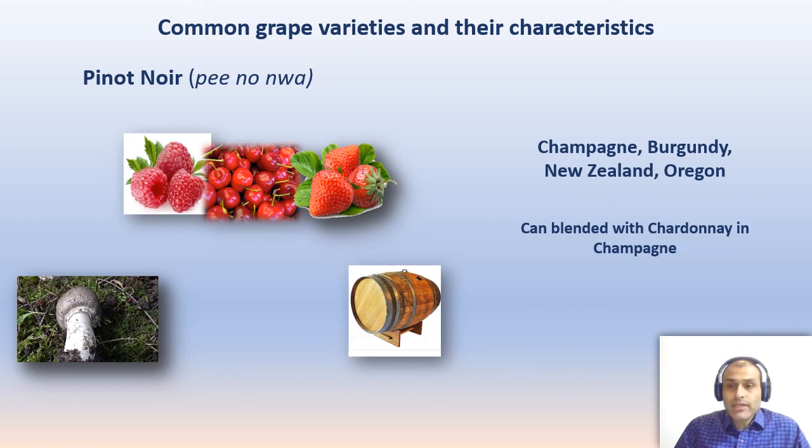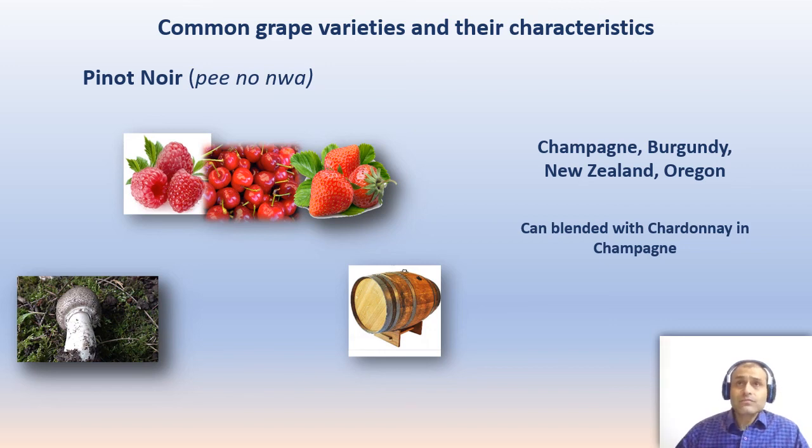Then, of course, Burgundy, the home of Pinot Noir, where the best Pinot Noir comes from, and then New Zealand, again a very good region for Pinot Noir. Oregon again. So all of these regions are very, very prestigious regions for Pinot Noir, especially the Old World ones, Champagne and Burgundy.